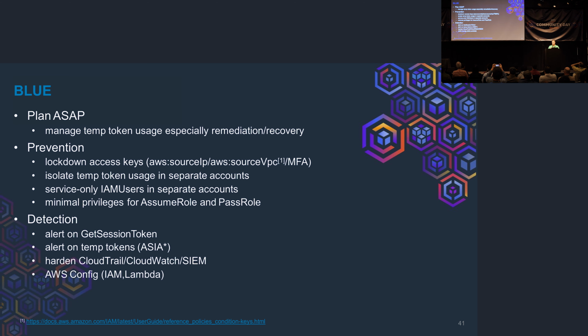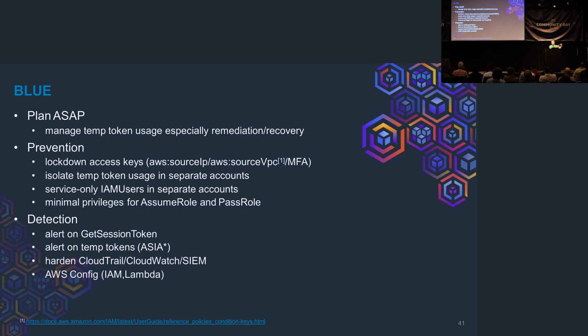But let's switch to the defender side. Plan right now, review your playbooks is sort of the bottom line, especially how to mitigate, how to recover. Detect, you have options. Prevent, you may be limited, but figure out how you recover once you detect this. And so lockdown access keys by whitelisting IPs or VPCs, you can do that, right?